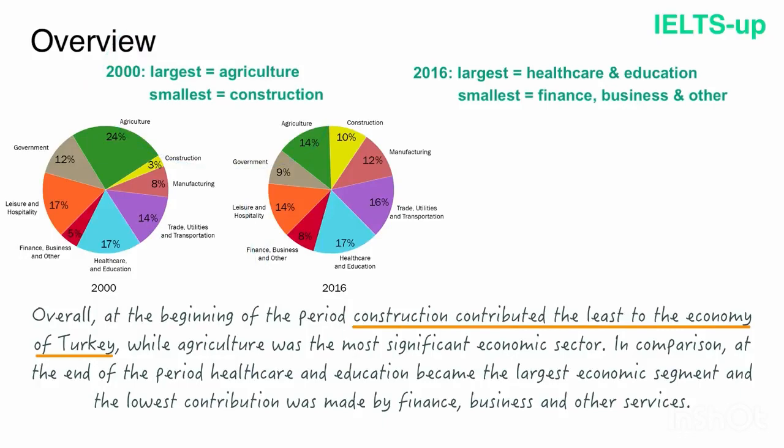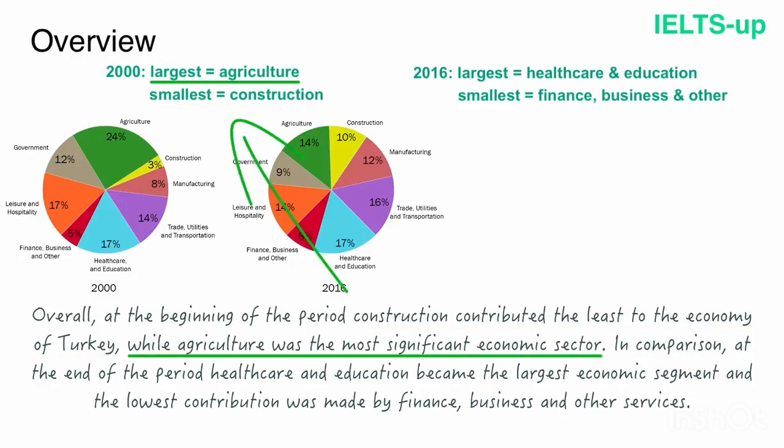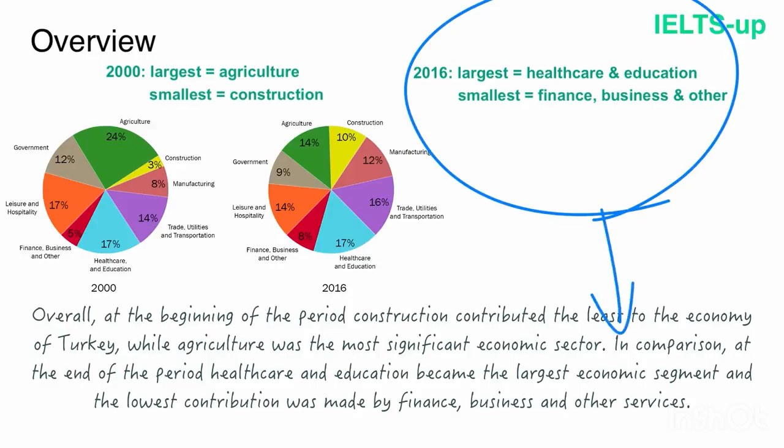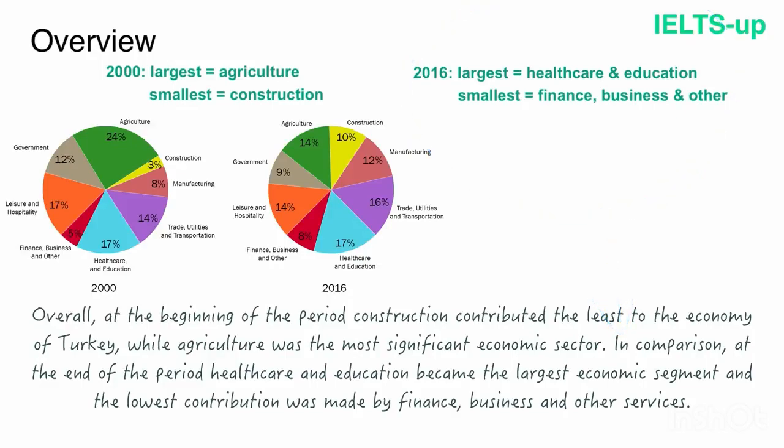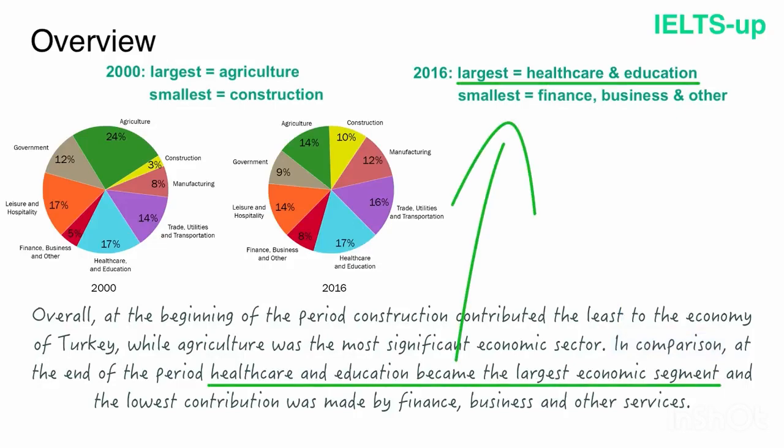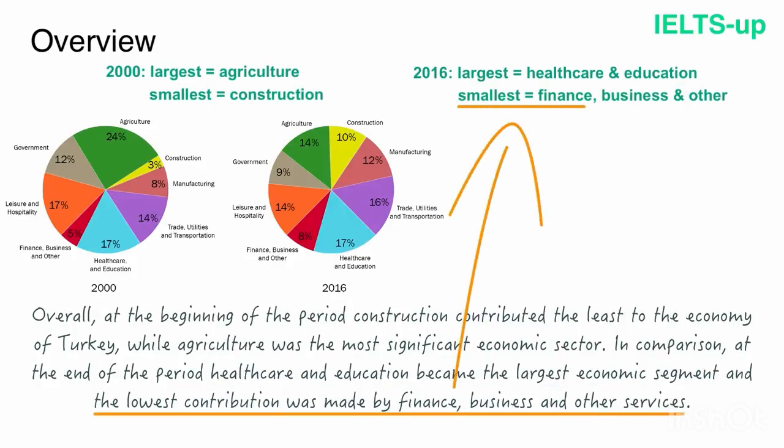I write that construction was the smallest economic segment, and agriculture was the largest economic segment. After that, I start a new sentence to describe the key features of the year 2016. You can see that I used a very nice linking structure, in comparison, to show that I'm comparing both charts. And then again, I just list the largest economic segment and the smallest economic segment in that year.